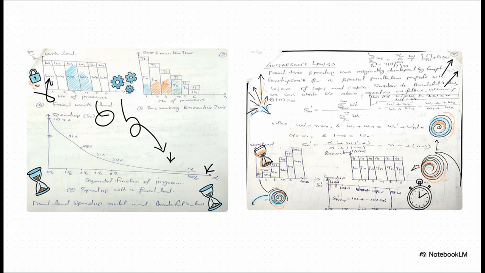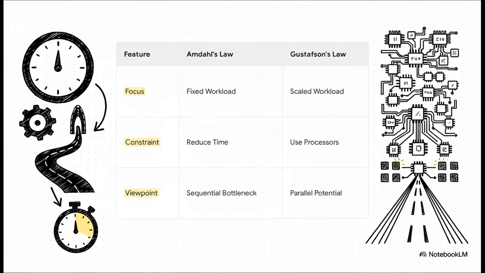On the left, you've got Amdahl's world. The workload is fixed, locked in. Time is what you're trying to change. On the right is Gustafson's world, where time is the fixed thing and the workload grows to fill it. It's really a clash between optimization and ambition. This table just nails the difference, doesn't it?